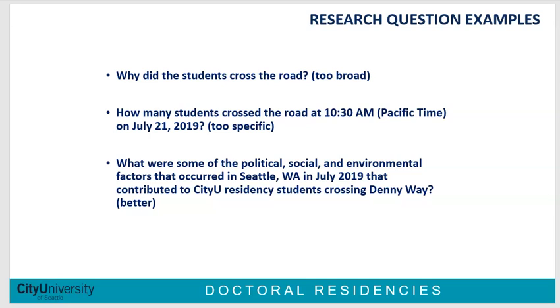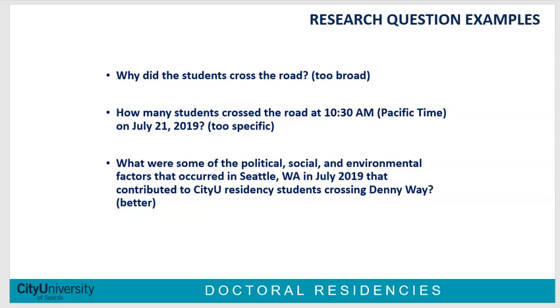Let me give you some examples. Why did the students cross the road? Well, that's okay. It's a good research question, but that's too broad. Here's a way of asking that question, but with a little more specificity. How many students crossed the road at 10:30 a.m. Pacific time on July 21st, 2019? That seems too specific. Now, that's better than being too broad, but that's just a simple question, and it doesn't really reveal anything. So here's a better question.